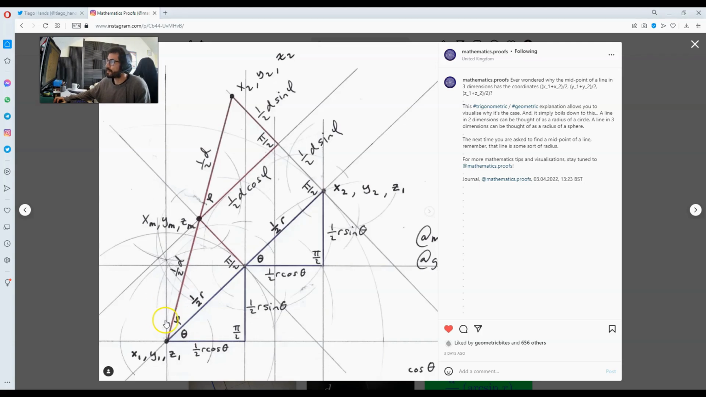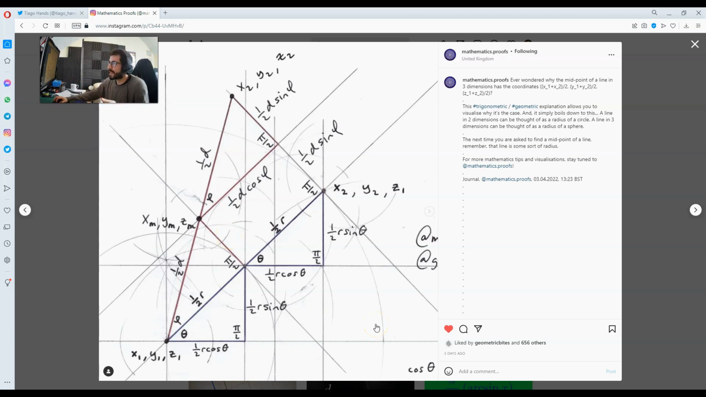Hi, in this video I'm going to be showing you how to prove that the midpoint of a line in 3 dimensions has the coordinates x1 plus x2 divided by 2, y1 plus y2 divided by 2, and z1 plus z2 divided by 2. Now, to get this proof you need some ingredients. That is, a circle with a radius and a few right-angled triangles. What is also required is 2 angles and also some specified points. You also need to know SOHCAHTOA.